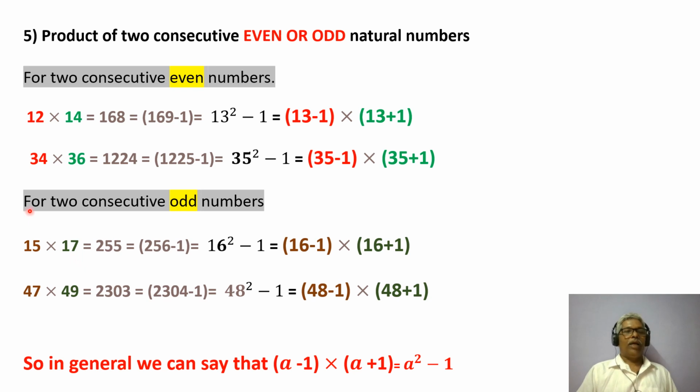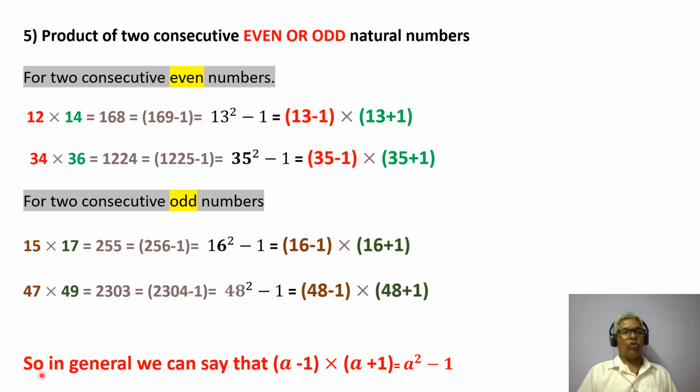Another pair of consecutive odd numbers, 47 and 49. So it is 2303, that is 2304 minus 1, that is 48 square minus 1. The 48 lies in between these two. So for two consecutive odd numbers, the middle is even, and for consecutive even numbers, the middle is odd. So 48 square minus 1 is (48 minus 1) into (48 plus 1).